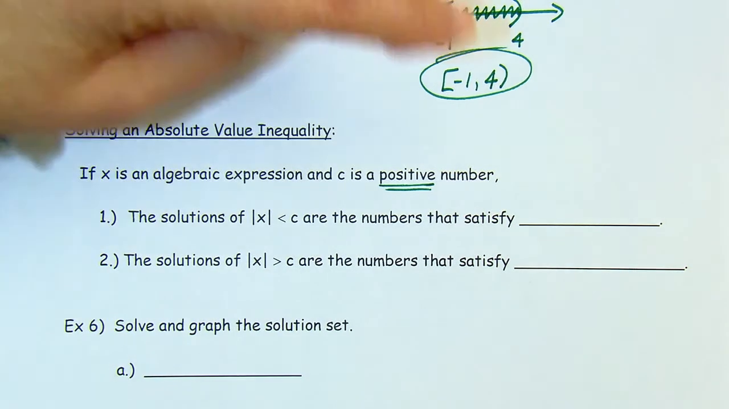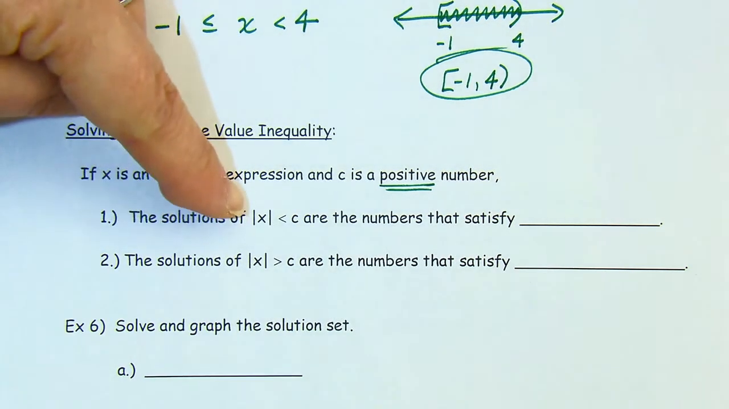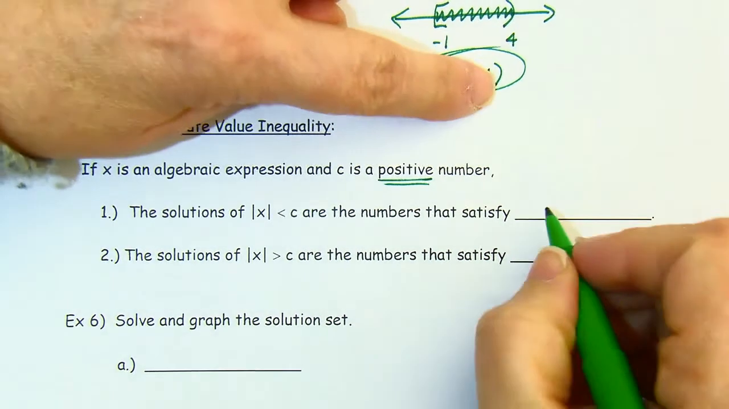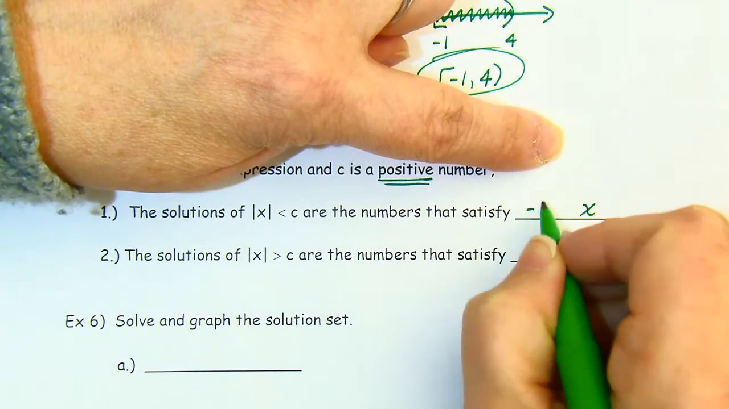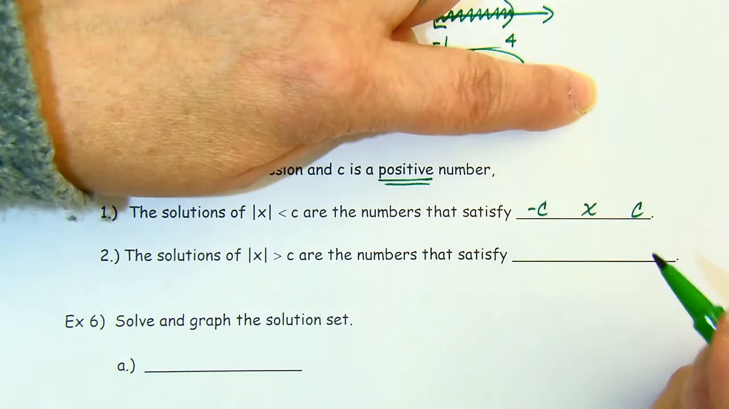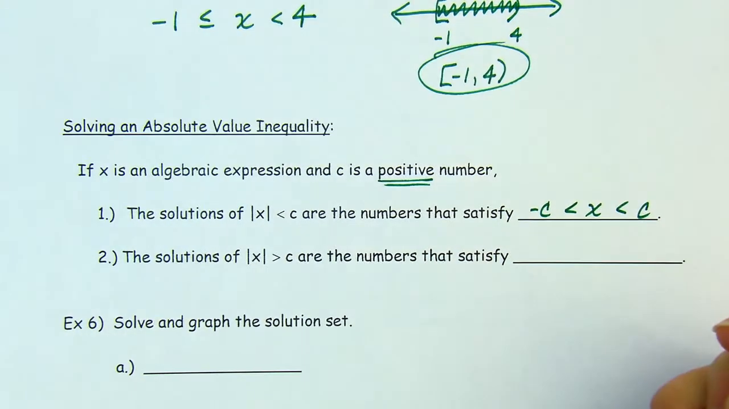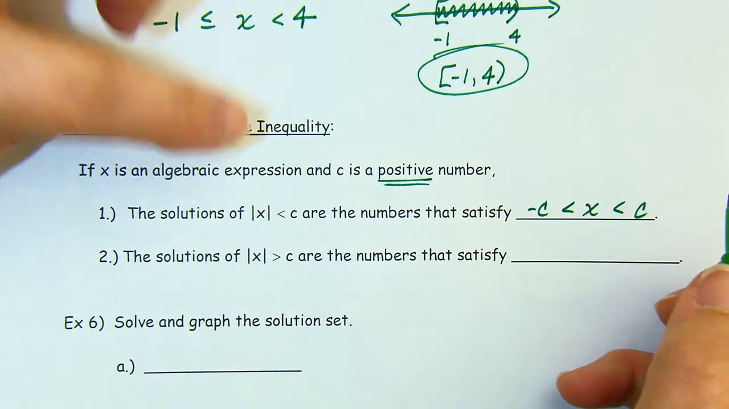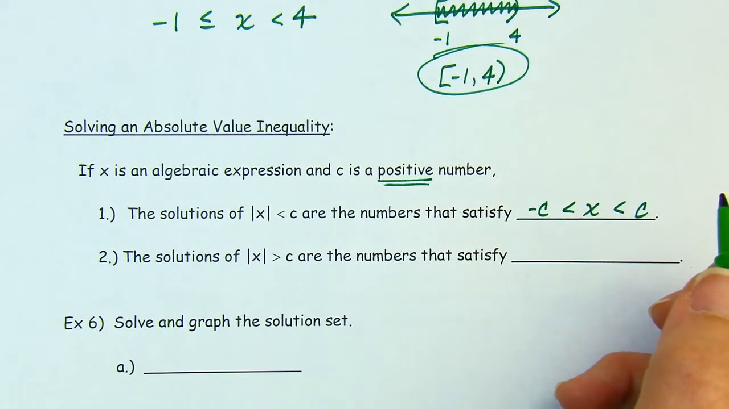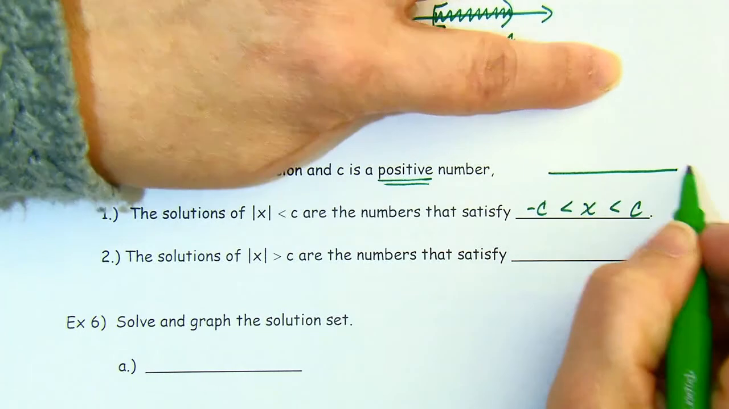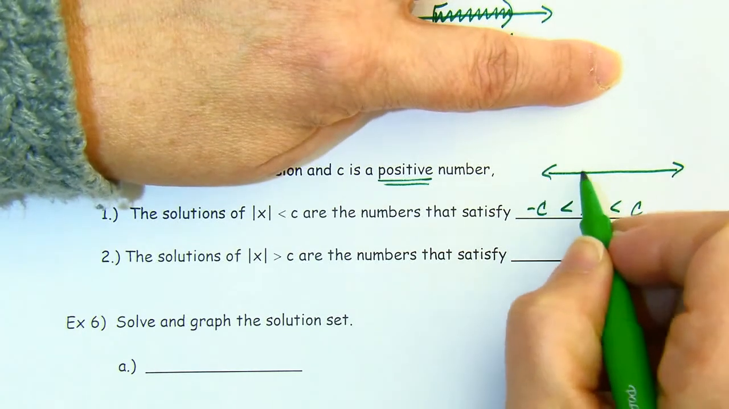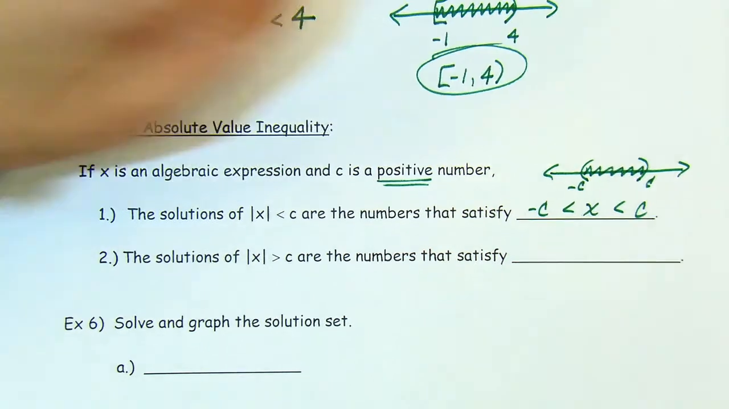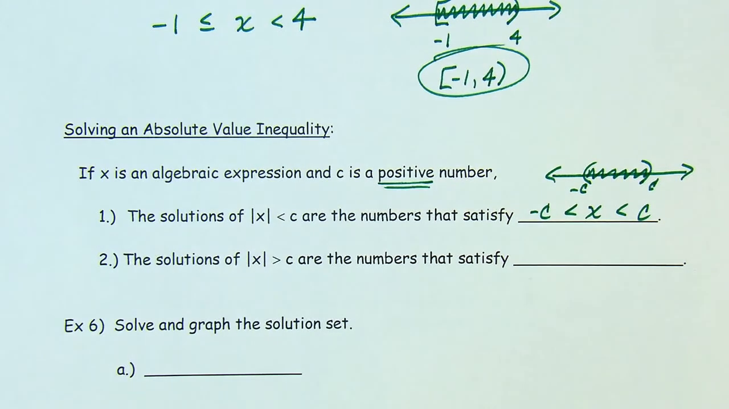then the solutions of the absolute value of x being less than c are the numbers that satisfy x is between negative c and positive c. Less than, less than. We don't have any equal to's here. My graph for this would look like parenthesis, negative c, parenthesis, positive c, and shade between. So when it's a less than, it's a shade between.